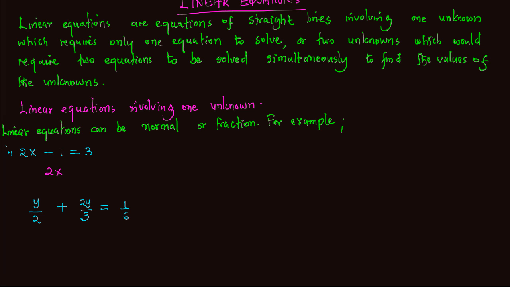which we can solve by adding 1 to both sides of the equation, and we get 2x is equal to 3 plus 1. 2x is equal to 4, and this implies that x is equal to 2.